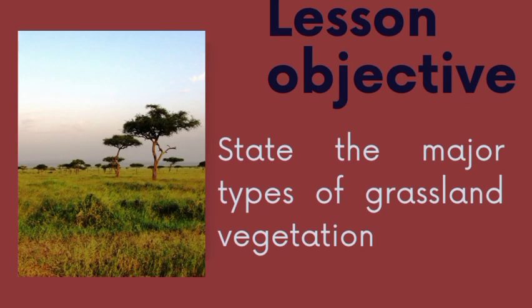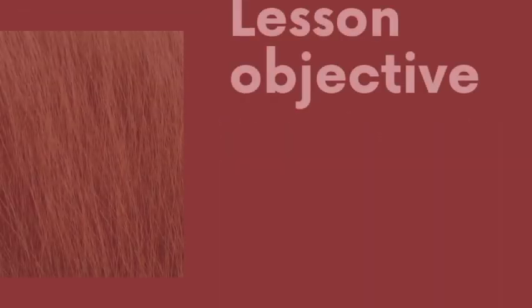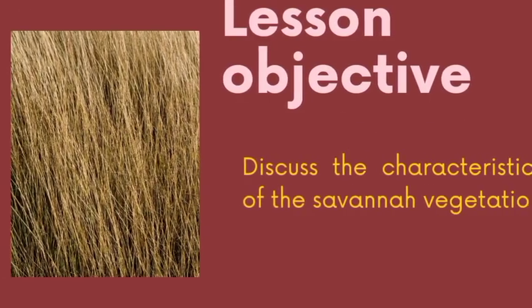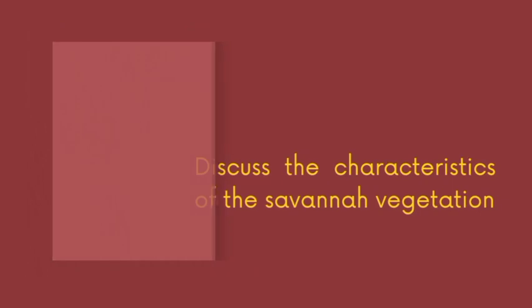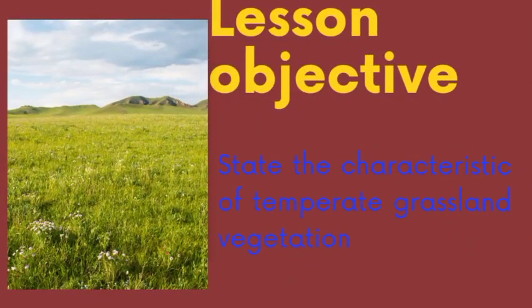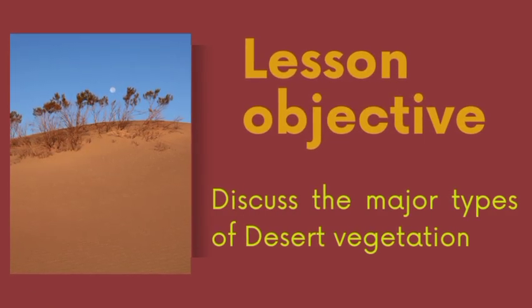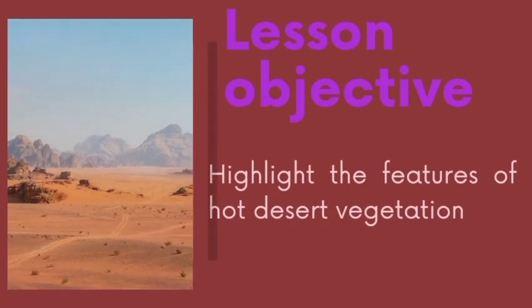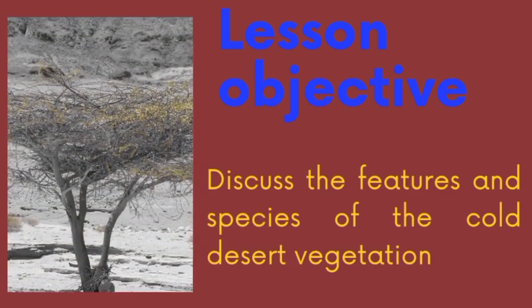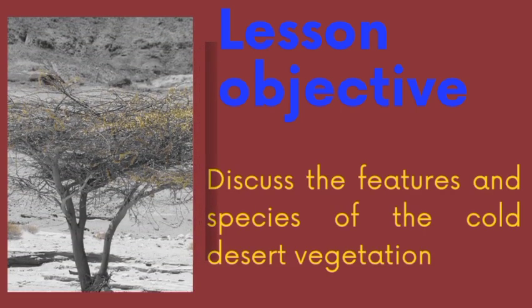Some of the objectives are that we should be able to state the different types of grassland vegetation. Also, we're looking at the discussion of the savanna vegetation, their characteristics and plant fauna. Also, we're looking at the desert vegetation, and we should be able to state the characteristics of these vegetation types. Also, we'll be looking at the cold desert vegetation and its characteristics.